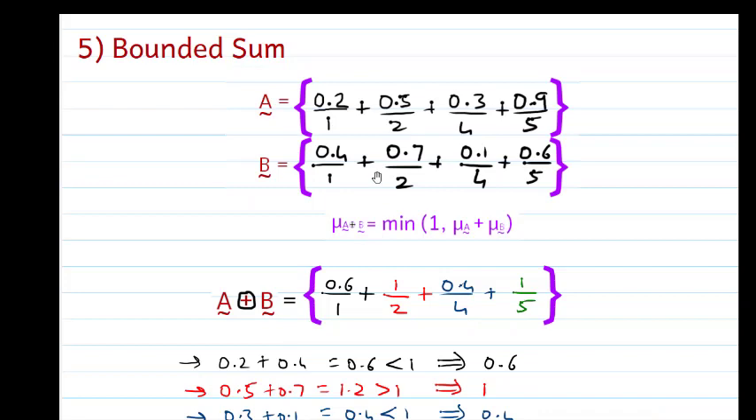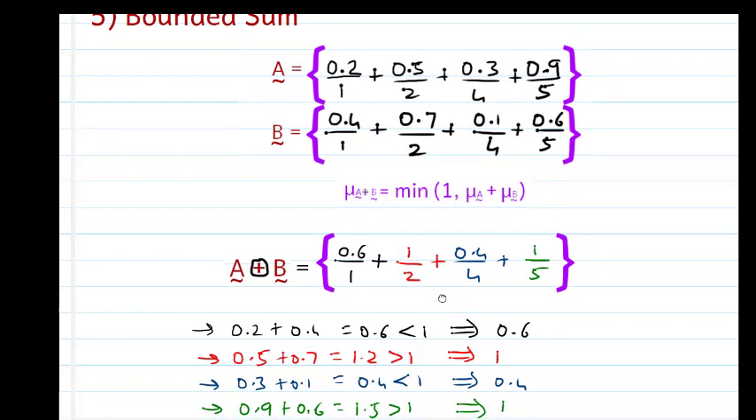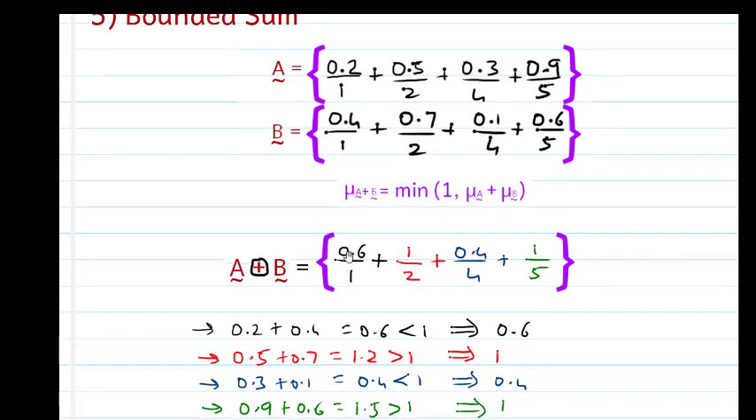Then bounded sum. What we do in bounded sum is add the values mu A and mu B, and if the sum exceeds 1, then we write 1. If it is less than 1, we write that particular value. So in the first case, for this generic value, 0.2 plus 0.4 is 0.6, which is less than 1, so we write 0.6. Then in the second case 0.5 plus 0.7 is actually 1.2, which is greater than 1, so we write 1 here.